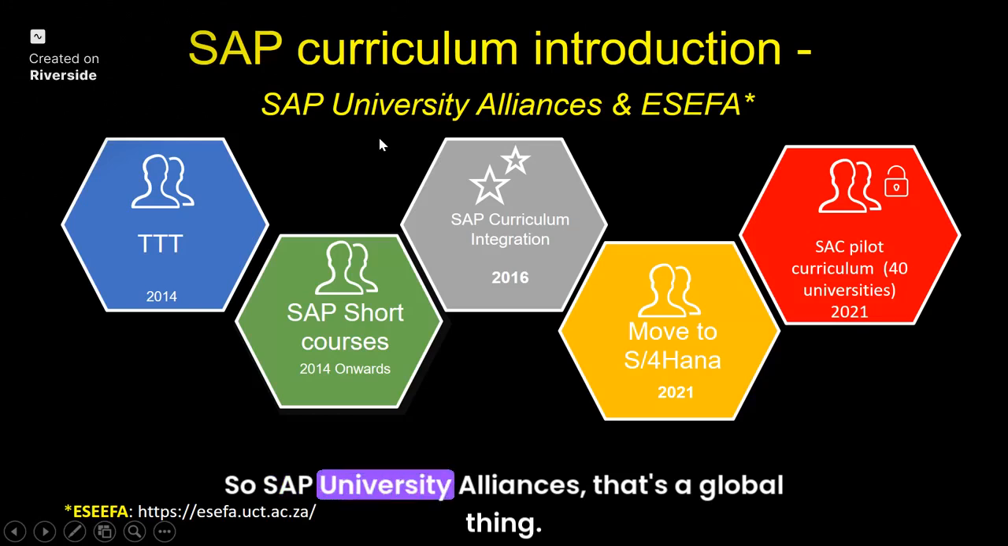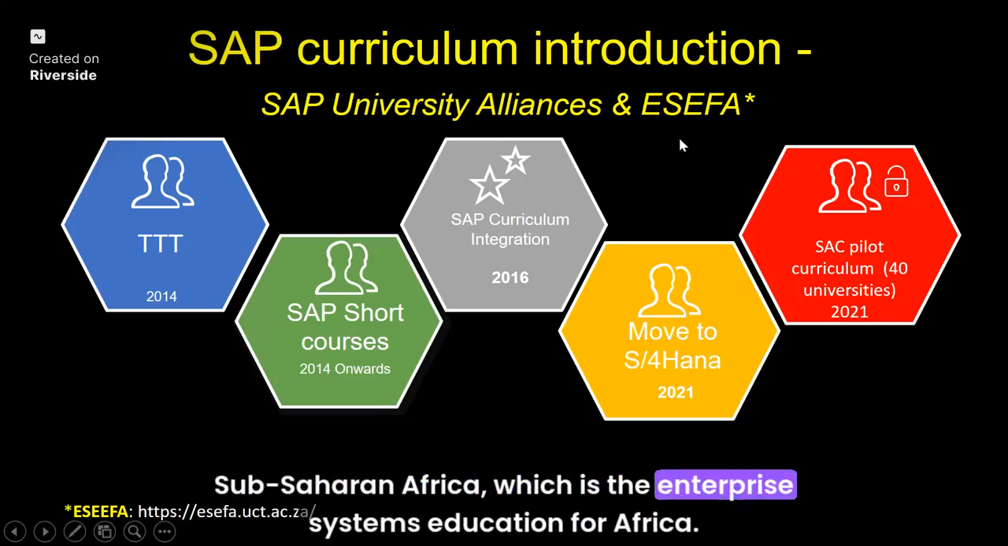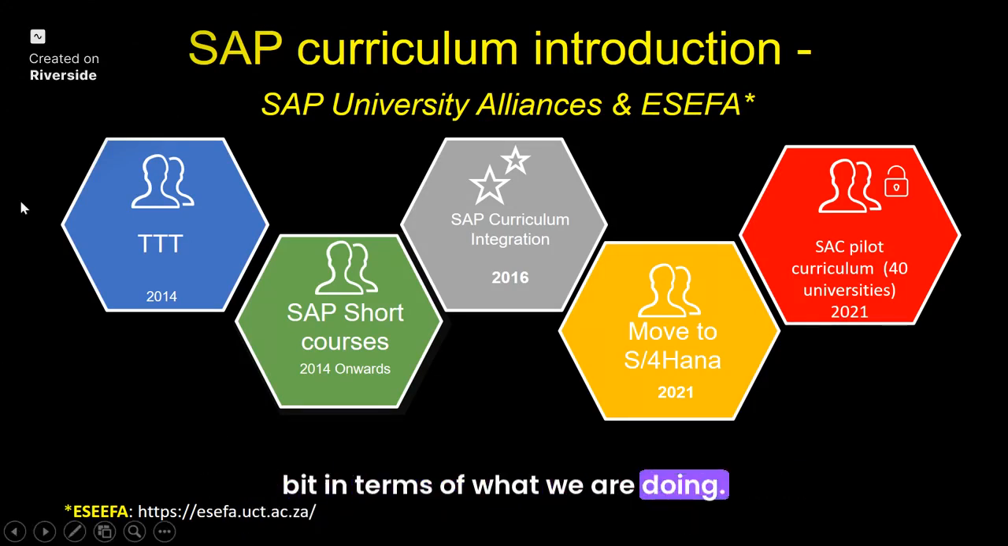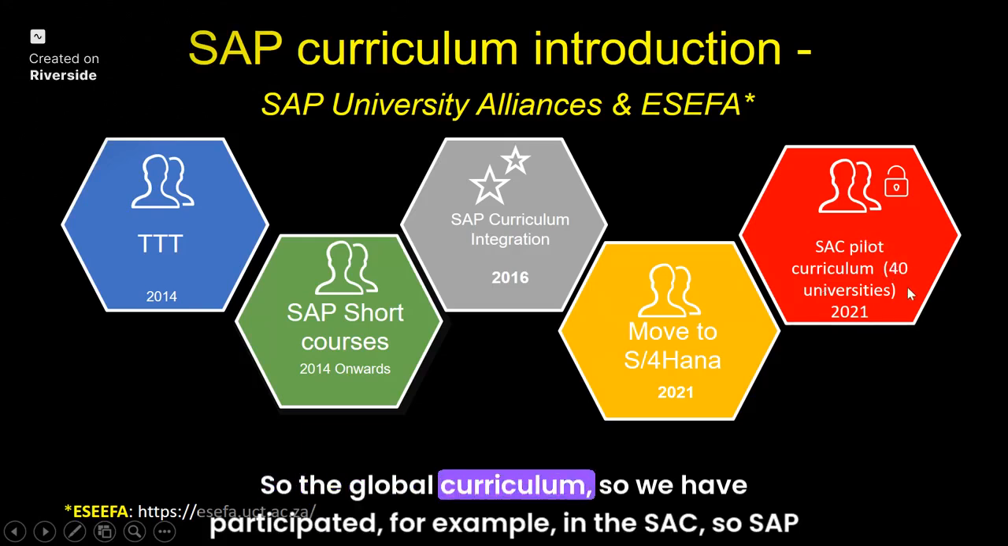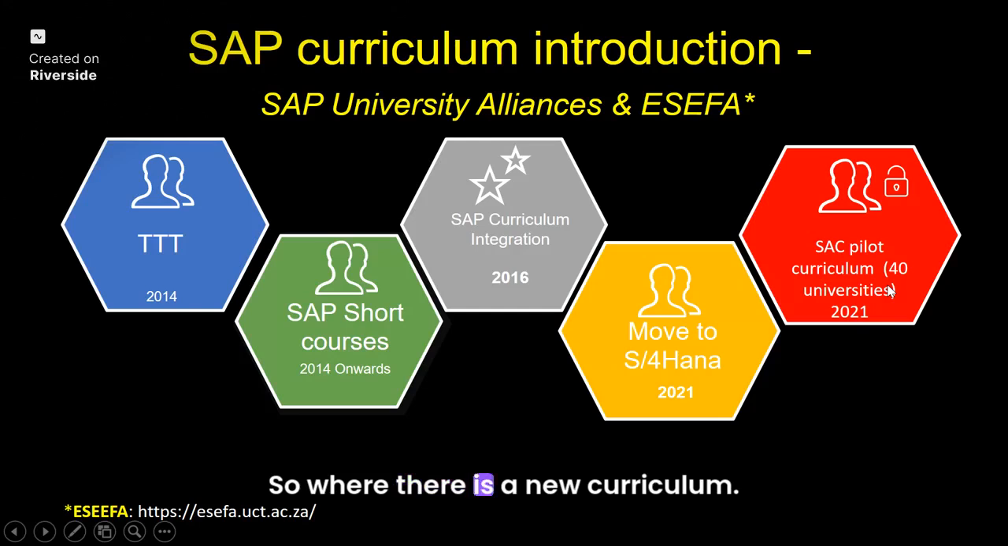SAP University Alliances is a global thing. Together with that, we have something customized for Sub-Saharan Africa, which is the Enterprise Systems Education for Africa. If you want more information, I have put the link there so you can go and see what we are doing. As for the global curriculum, we have participated, for example, in SAC, SAP Analytics Cloud, where there were 40 universities around the world, with a new curriculum.